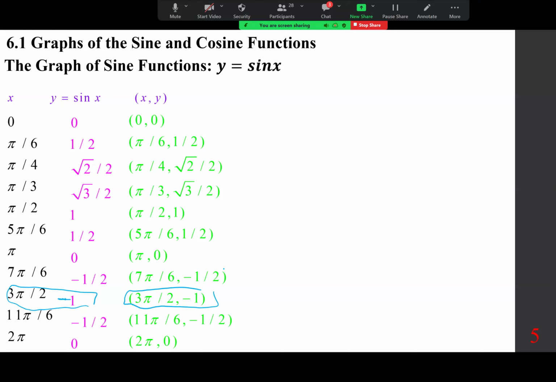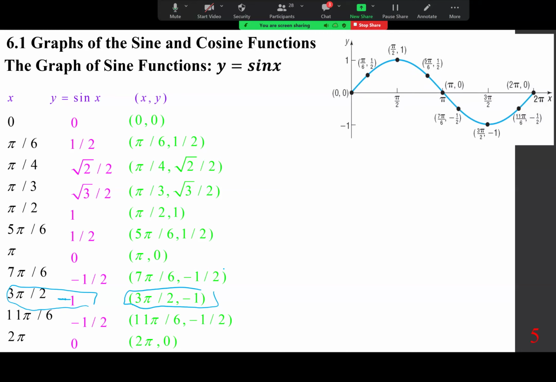All right. Let's plot the pairs. 0, 0, pi over 6, 1/2, pi over 2, 1, and the rest of them. And it's a complete cycle from 0 to 2 pi, everybody. So for y equals sine x, a complete cycle goes from 0 to 2 pi.